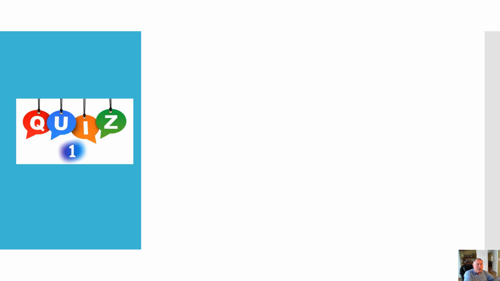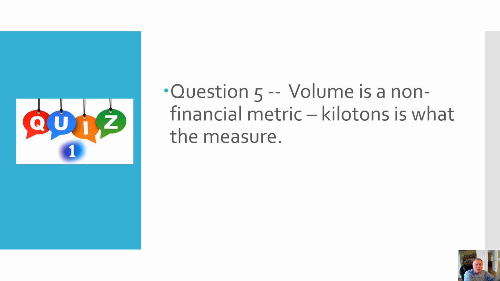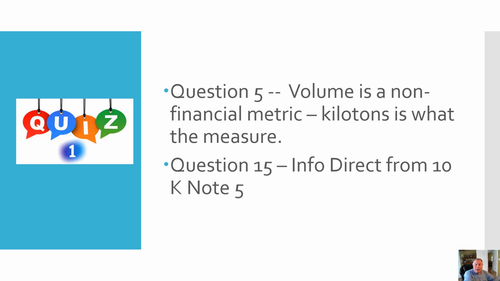Quiz 1, if you made mistakes, it was question 5. Volume is a non-financial metric. Kiloton is what the measurement is of, and it was dollars per kiloton when you break it down. A lot of you had broken it down by segments, but you didn't have the volume. And sometimes if you had the volume, not everybody explained the difference between quarters. Question 15, the info came direct from the Form 10-K, Note 5. We'll take a look at that right now.